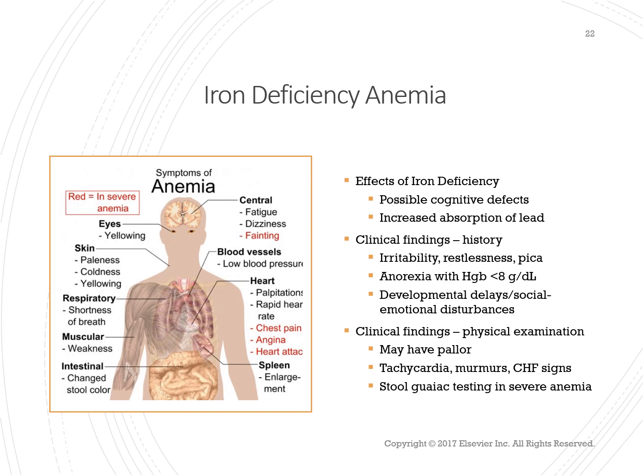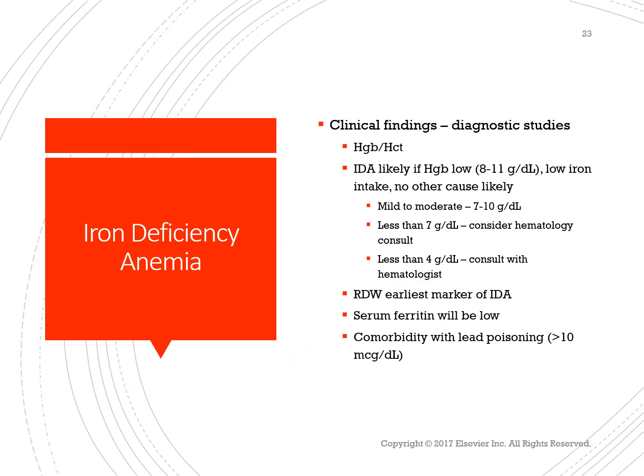Many times we'll hear that they don't eat well and they'll have a hemoglobin of less than 8. We may also see, again, developmental delays and some social emotional disturbances. Clinical findings on the physical examination, they may be pale. They may have tachycardia, murmurs, and signs of CHF. And if we have a patient that is severely anemic, we want to go ahead and test the stool to make sure that they don't have some bleeding somewhere.